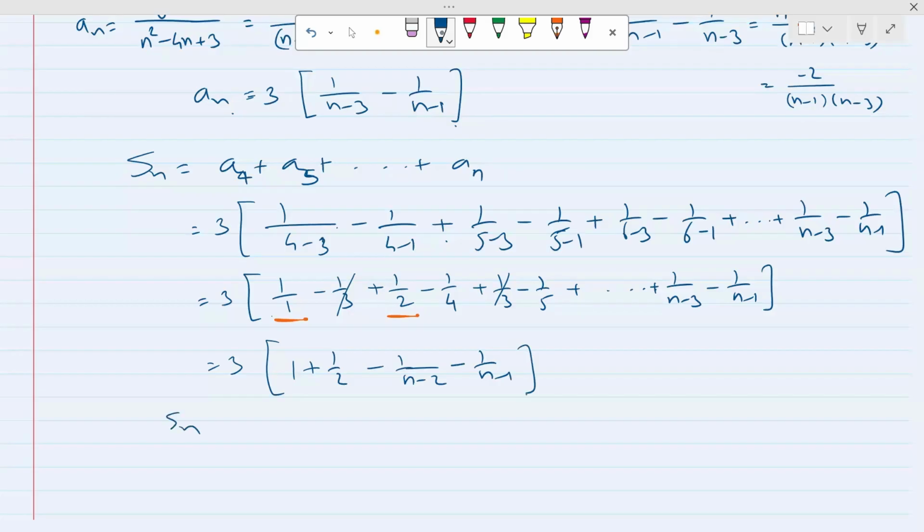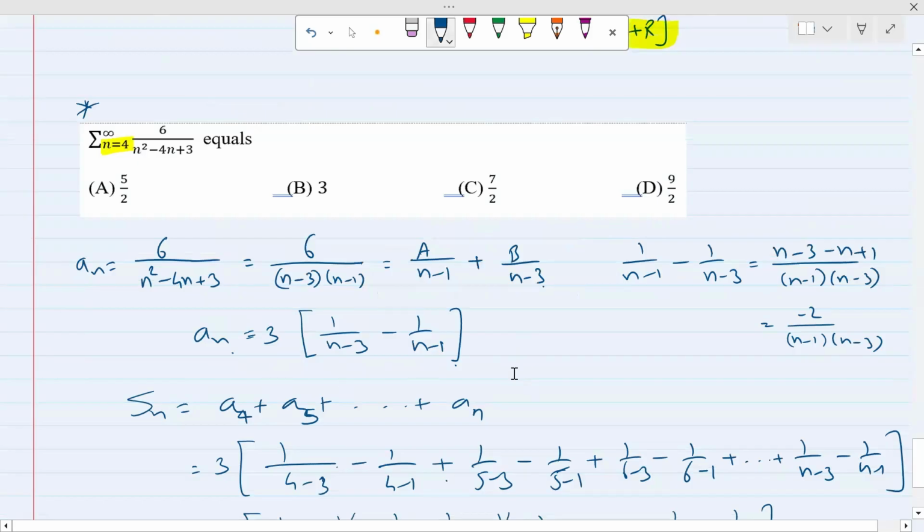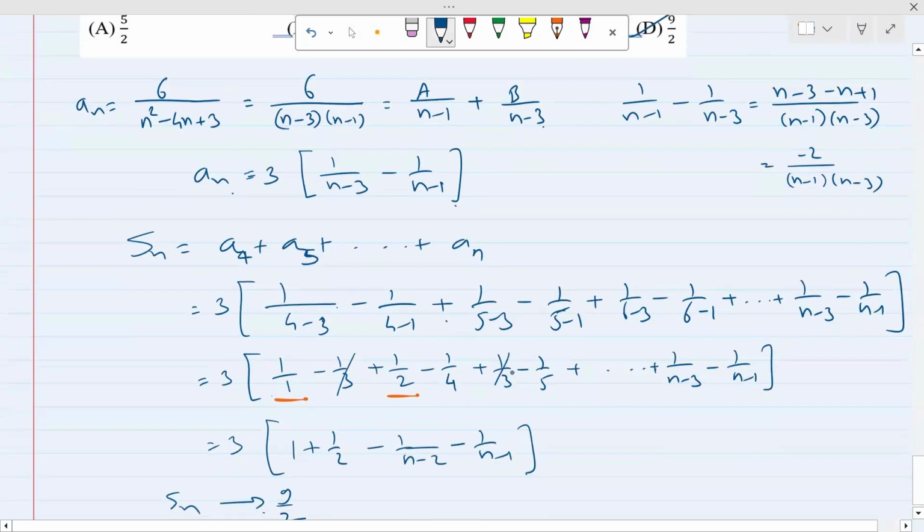So where does Sn go? 9 by 2. So the series converges to 9 by 2. Is it okay? All of you check the answer carefully.